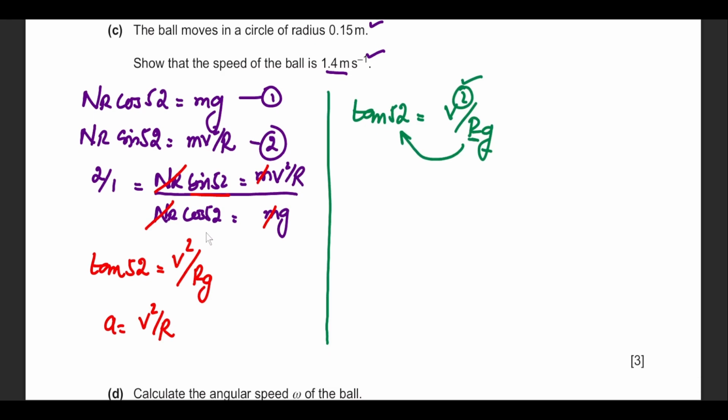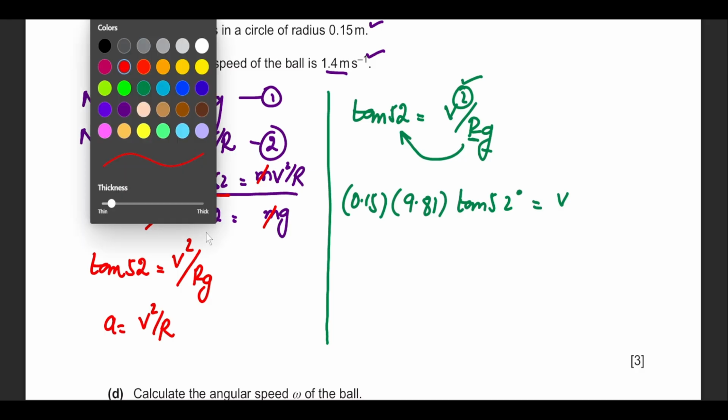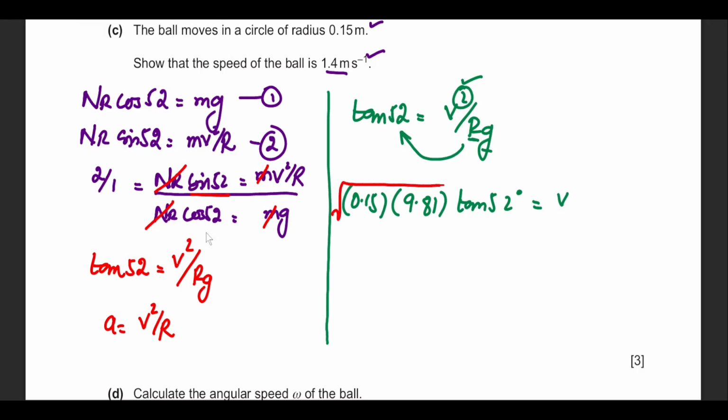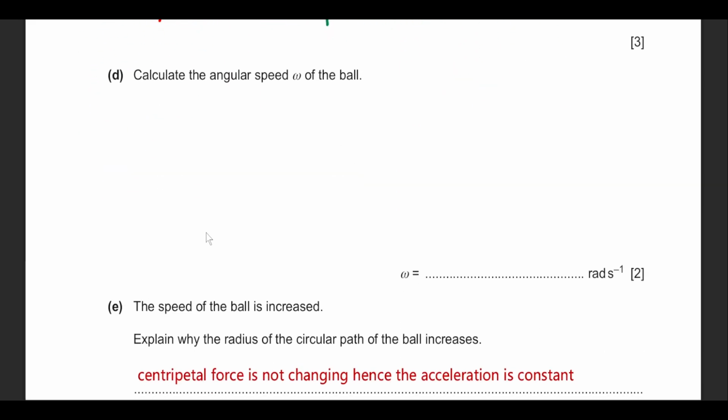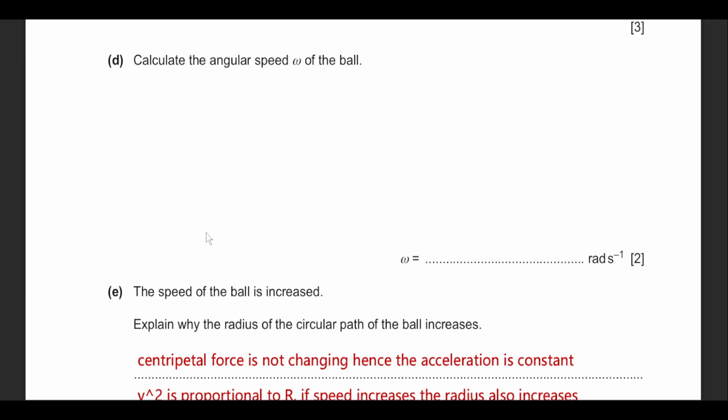So we are left with r, which is 0.15, multiplied by g, 9.81, multiplied by tangent of 52 degrees, equals v squared. Taking the root on both sides, the velocity's answer comes out as 1.37 meters per second, which to two significant figures is 1.4 meters per second. Calculate the angular speed omega of the ball, which is very simple.